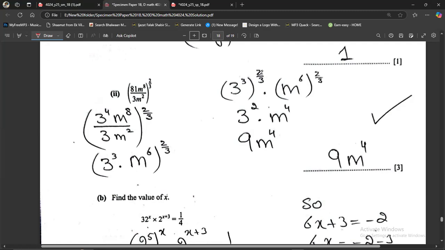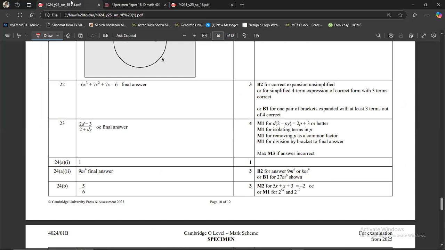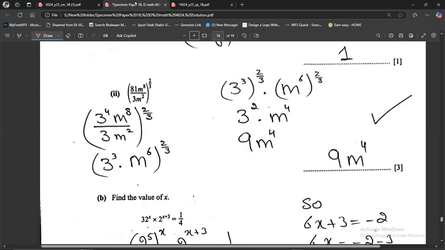The power of the power multiplies with each other. So this 3 and this 3 will be cancelled. So you are left with 3 square. 6 multiplied by 2 by 3, that is 4. So m raised to power 4. 3 square is 9. So you will have 9m raised to power 4. This is how you simplify this. Let's check. So question number 24, second part, the answer is right, sir. This is how this is simplified.